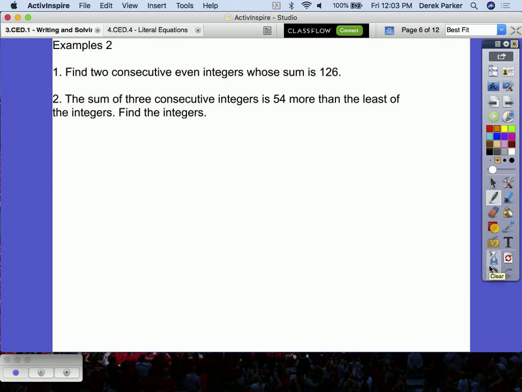Example 2, the sum of 3 consecutive integers. Now, it does not say anything about even or odd. So I'm just going to find the sum of 3 consecutive integers. Okay, so consecutive would be like 1, 2, and 3. So let's say x is 1.